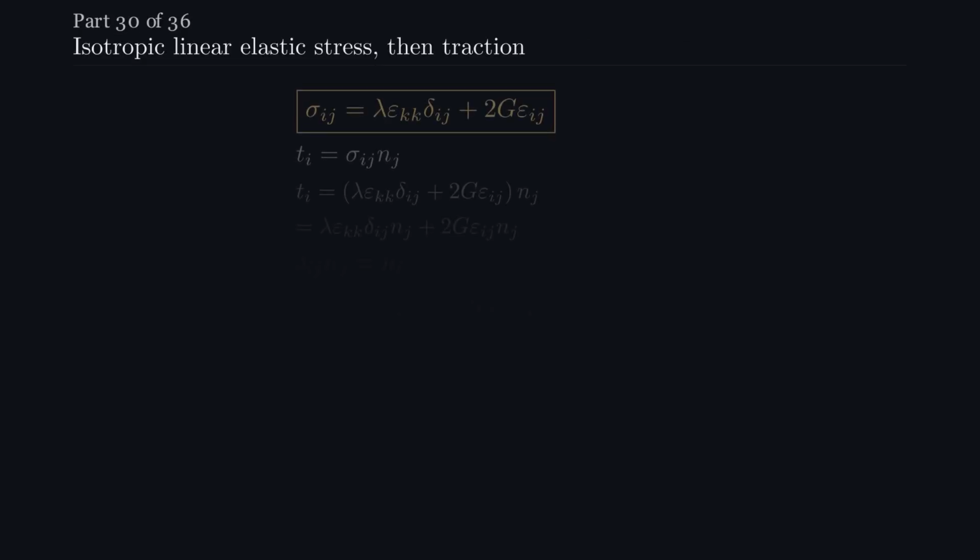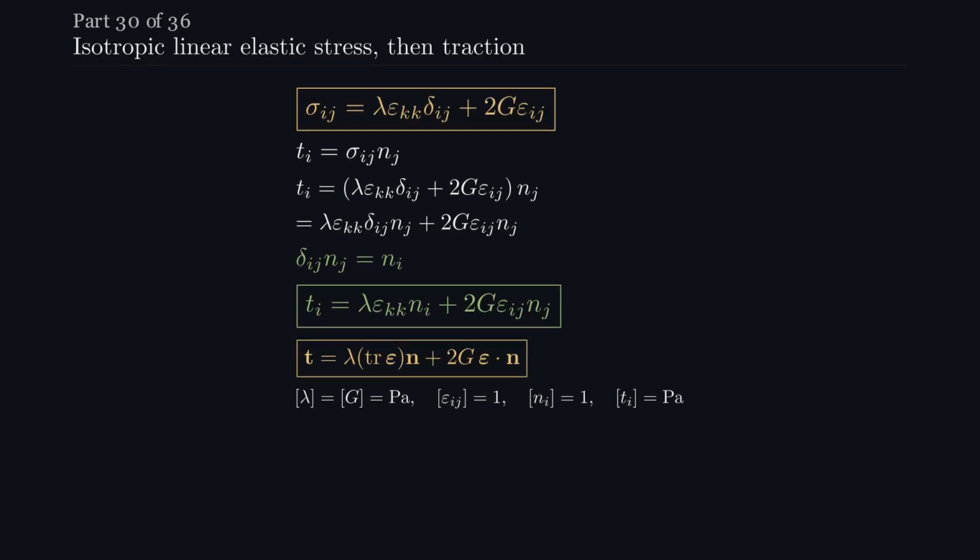So the final result is a vector. For isotropic linear elasticity, stress is lambda trace epsilon times the identity plus 2 g epsilon. Substitute this stress into the traction law. The Kronecker delta turns n j into n i. The final traction formula has two parts: a volumetric part and a strain part. The dimensions are correct because lambda and g have units of Pascal.